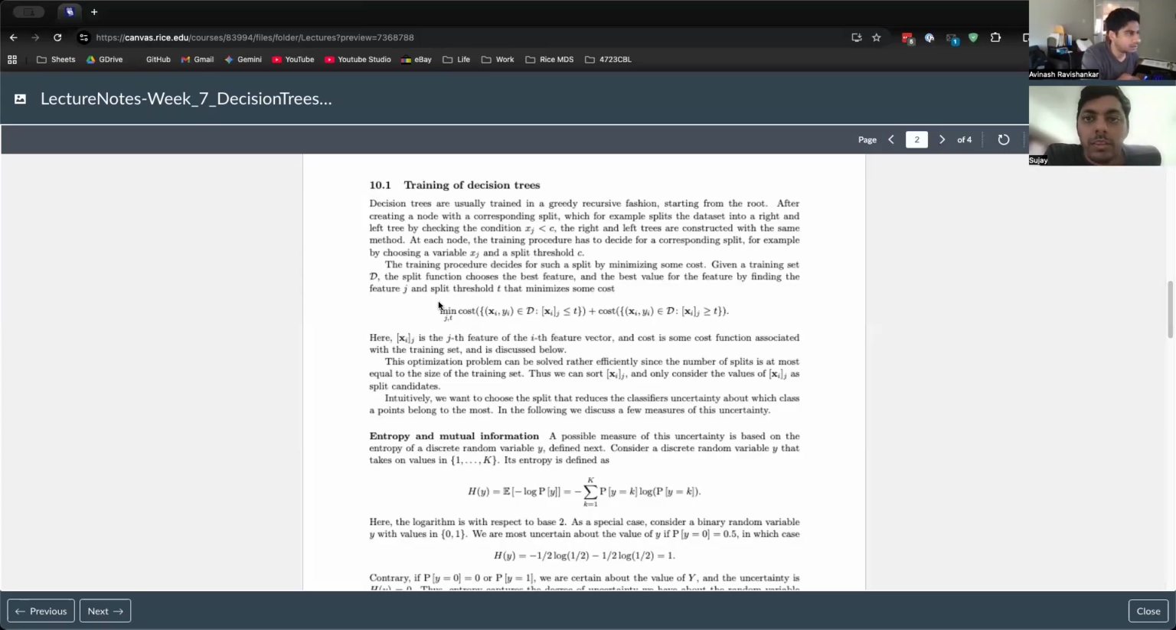That makes sense. So that's all this formula is saying then, right? Yes, that's what the cost formula is saying: the cost of one side plus the cost of the other side. That's all it's saying.